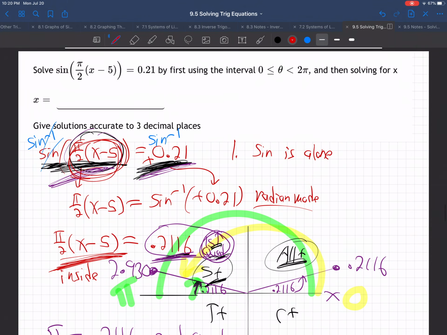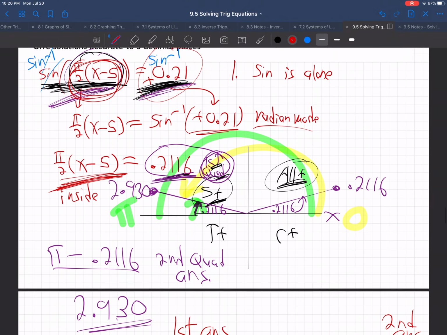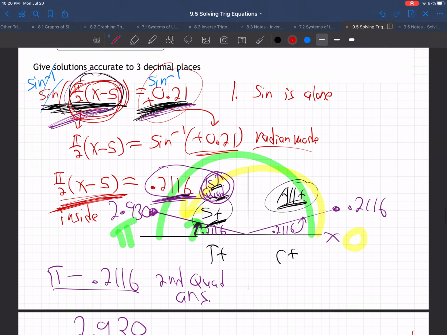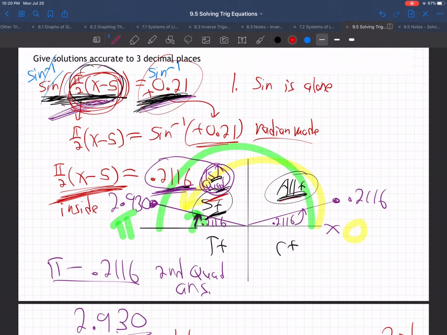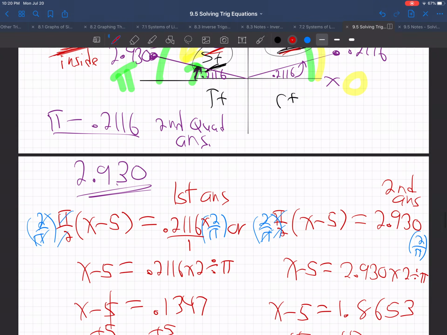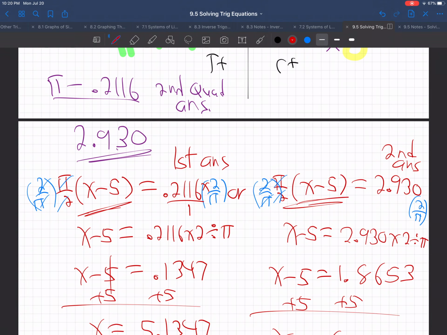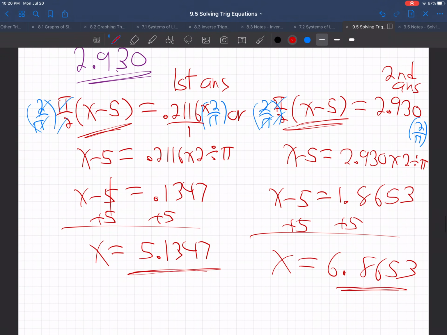So from the beginning, we had to do sine inverse of a positive, get a first quadrant answer, then realize that we needed a first and second quadrant answer because those are the two places where sine is positive. And so we got our two answers, and then we set the inside equal to the two answers and solved from there.